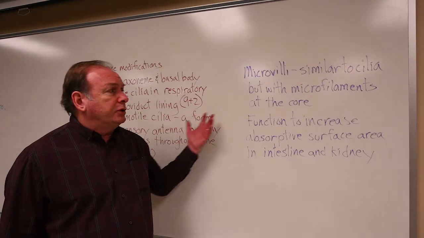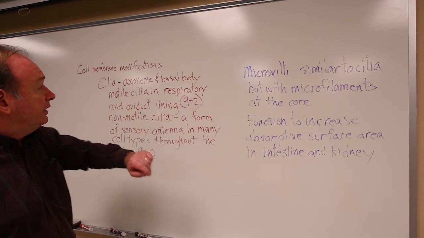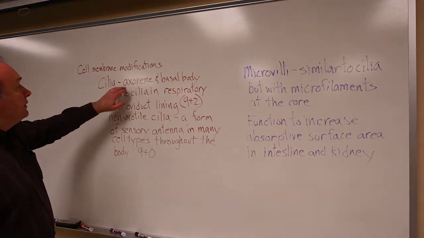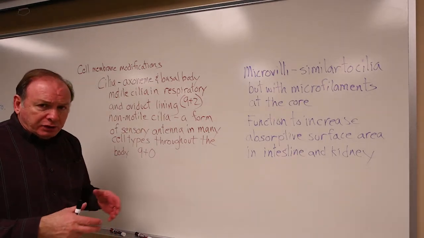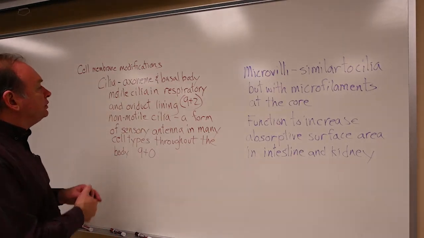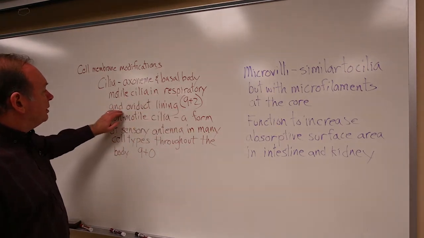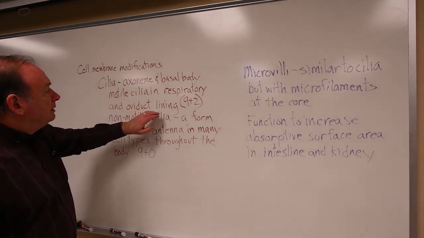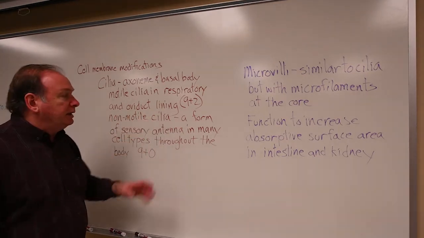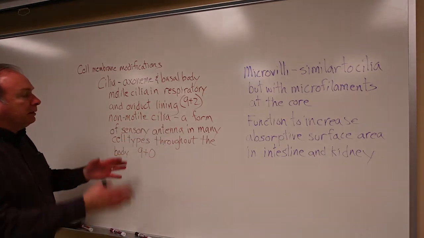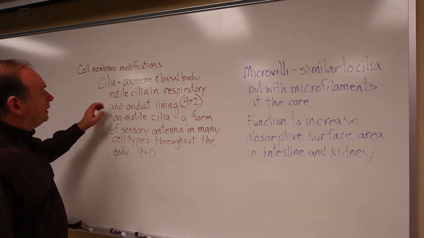So for our first two forms of cell membrane modifications, we talked about the cilia and the microvilli. Just to put this on the board, the cilia contain an axoneme and the basal body. We saw that basic shape. The axoneme is made out of the microtubule arrangements, that 9 plus 2 arrangement. The motile cilia are in the respiratory system and the lining of the oviduct, where you see that 9 plus 2 arrangement and moving cilia that produce motion in fluids overlying those epithelial layers.